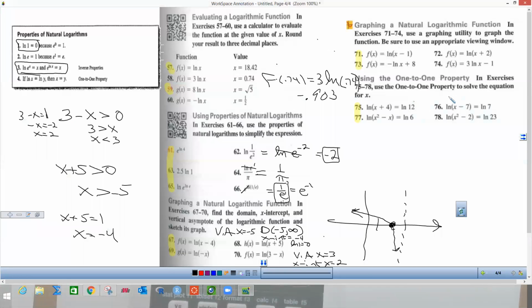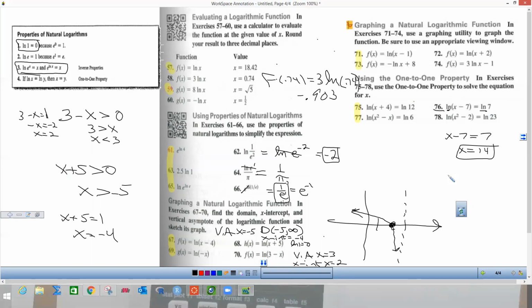Okay, these say use 1 to 1. So this is like all the rest of them. I hope you notice that you got natural log, natural log. So the natural log of a number equal to the natural log of the number means that these two numbers have to be identical. So x minus 7 has to equal 7. So you just drop off the natural logs, and x minus 7 equals 7. You add the 7 over, so x has to be 14. That would be the answer to 76.